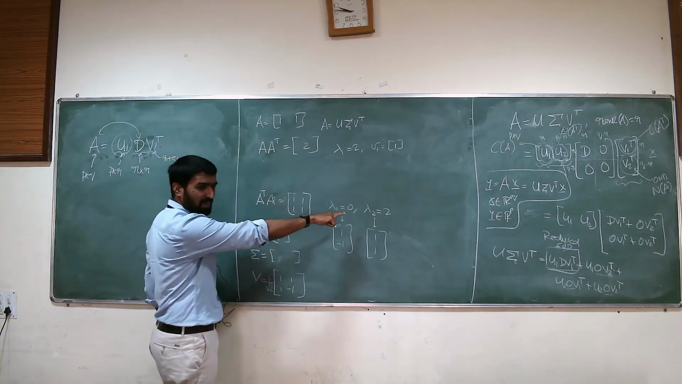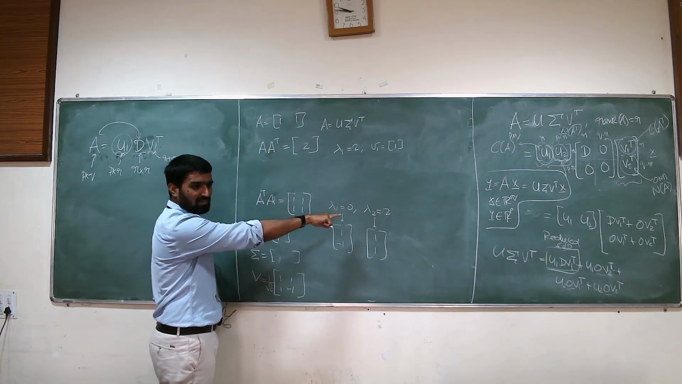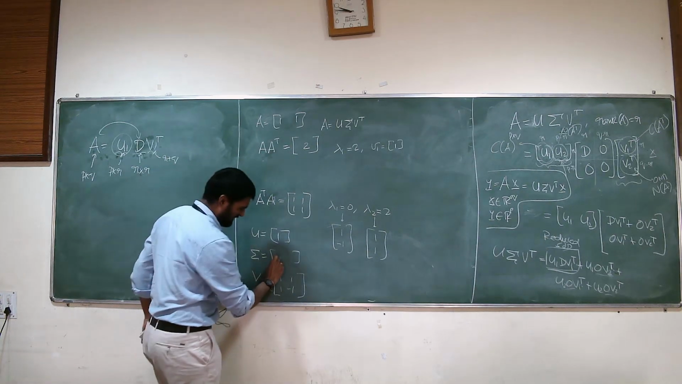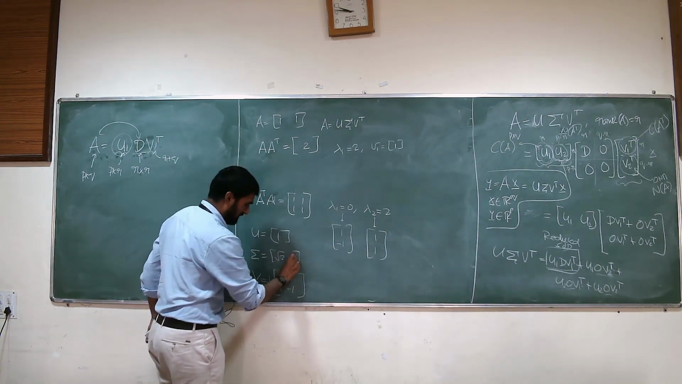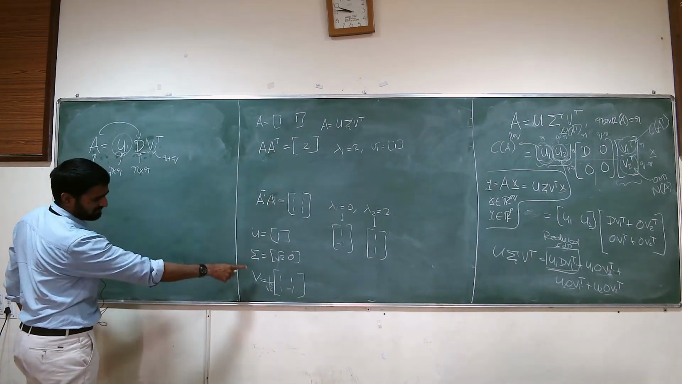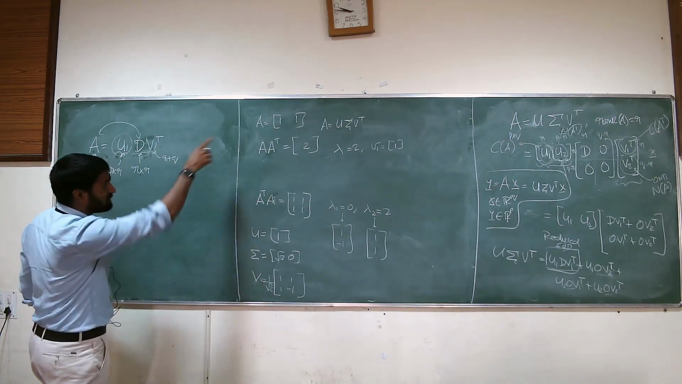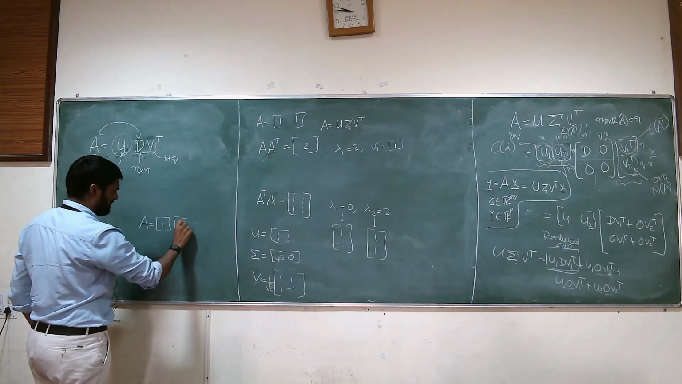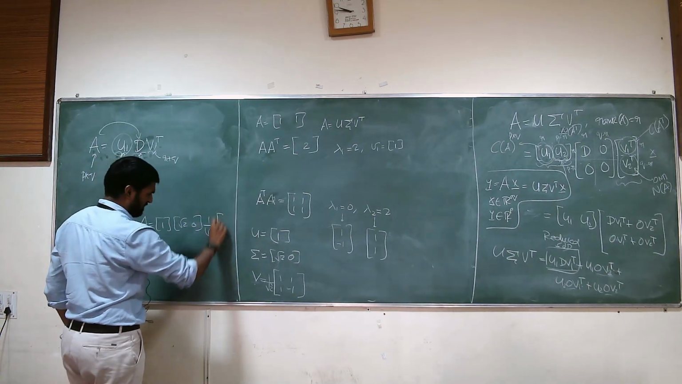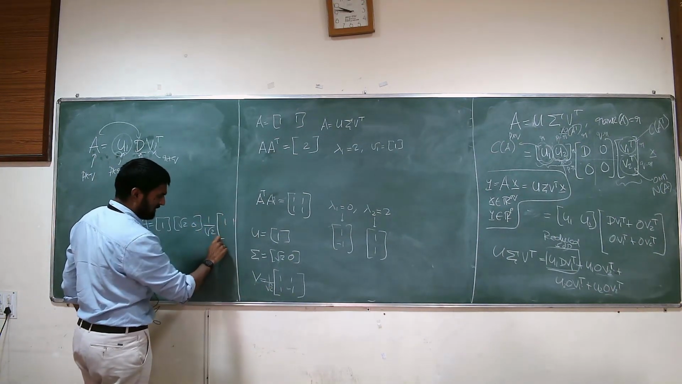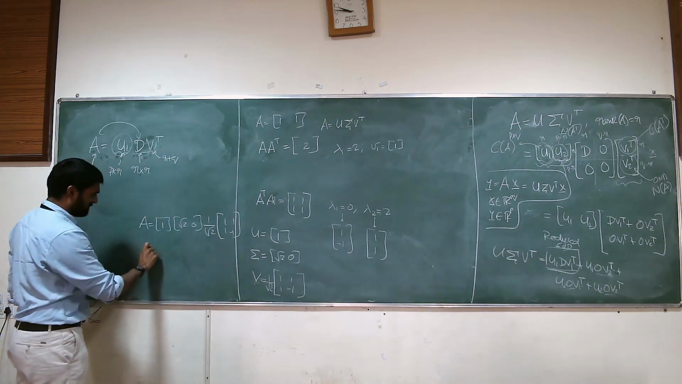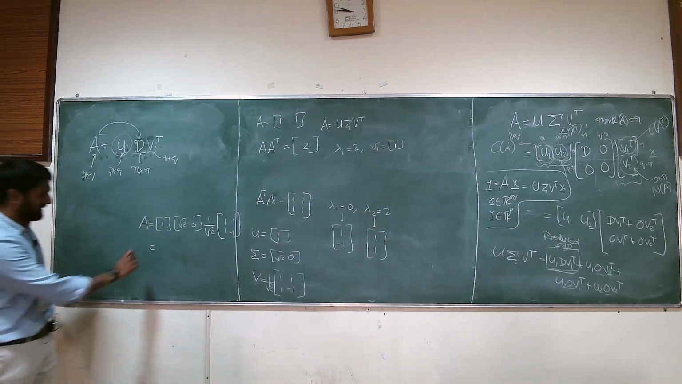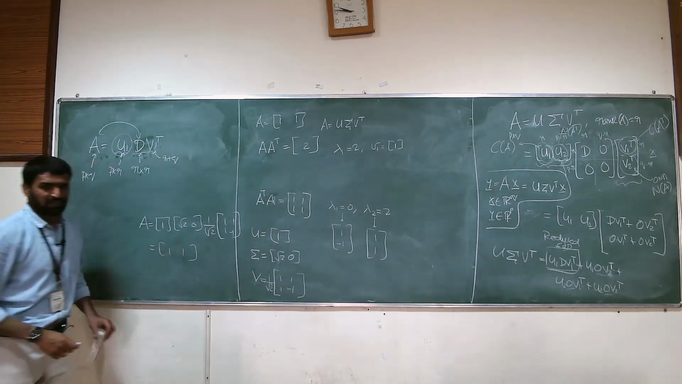What is the relationship between sigma and lambda? Sigma square is equal to lambda, so this has to be root 2 and 0. Okay, so if this is the one, let's verify that in fact U sigma V transpose is A. So I have to take the transpose of this, so 1 1 1 minus 1. Is that okay? Just verify that this gives you 1 1.